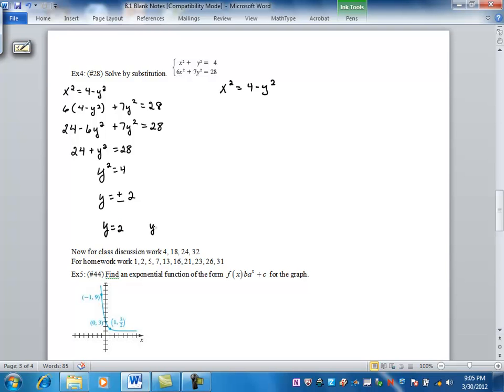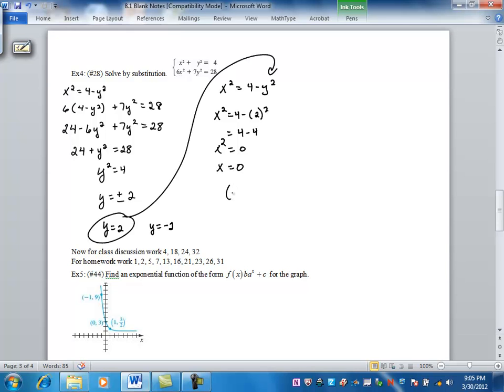y equals 2, y equals negative 2. I guess we'll start with the positive. x squared equals 4 minus 2 squared. 4 minus 4 here is 0, so x squared equals 0. That means x equals 0, and so what we've got here is the solution 0, negative 2.